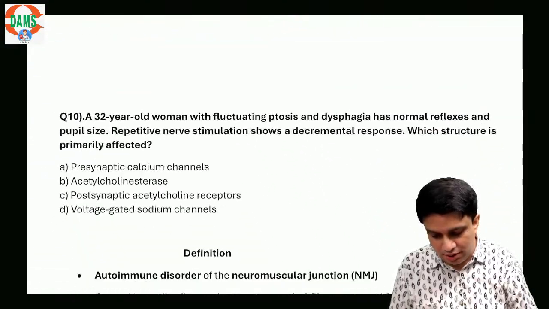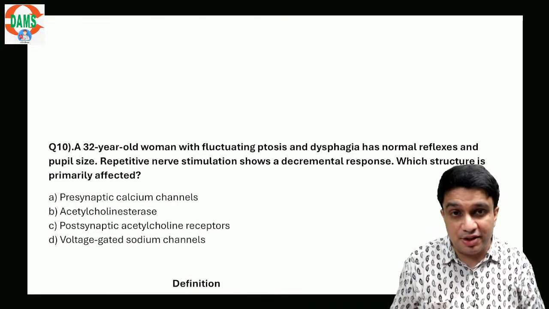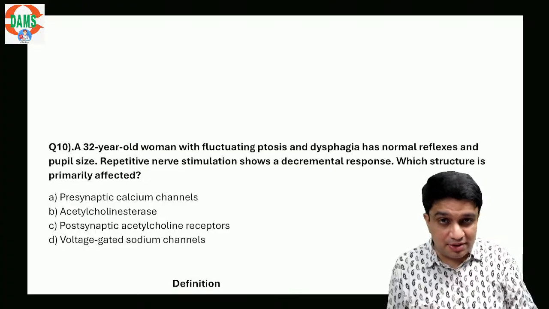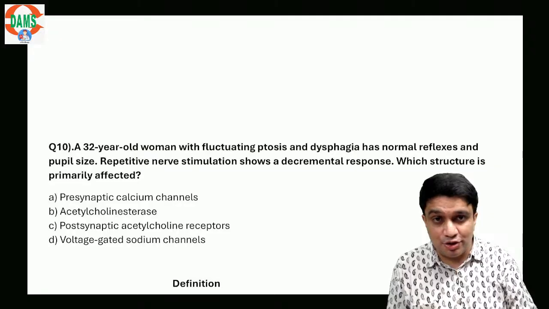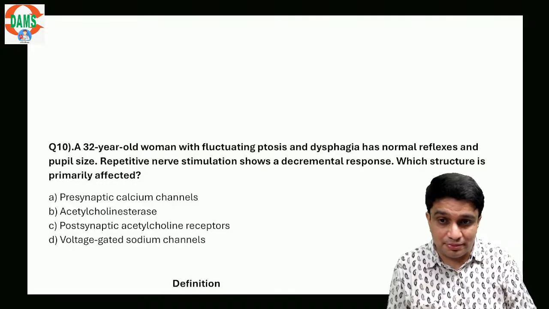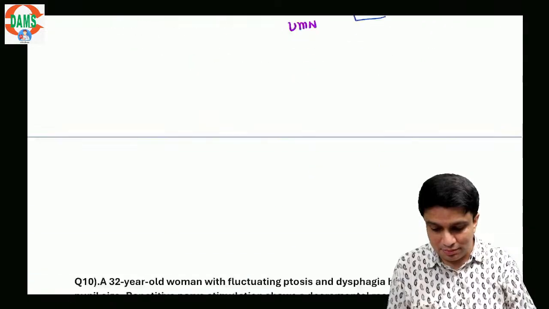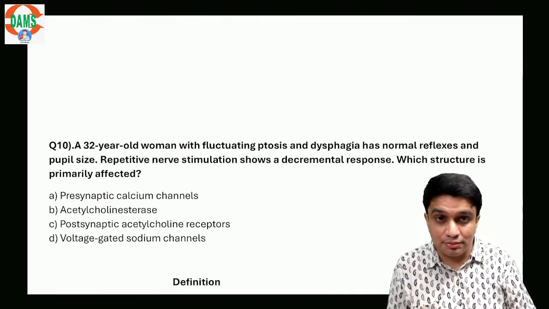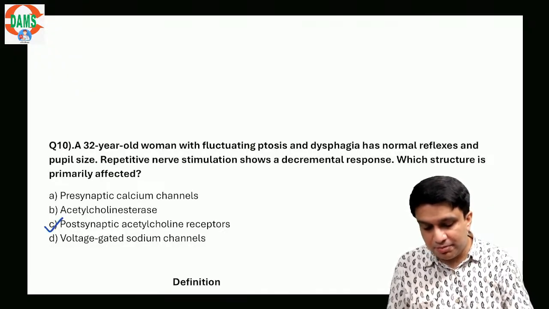So let's go fatafat now. A 32-year-old woman with fluctuating dysphagia and normal reflexes and pupil size. Repetitive nerve stimulation is showing a decremental response. Which of the following is the likely site affected in the patient? It's a post-synaptic acetylcholine receptor present on the muscle.